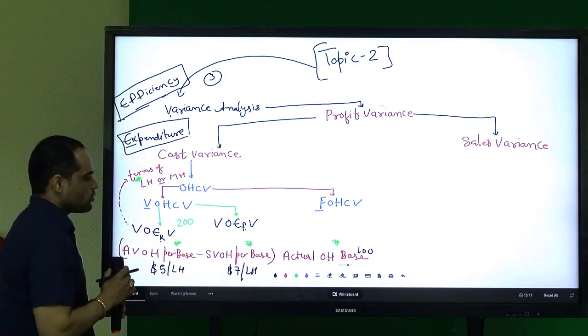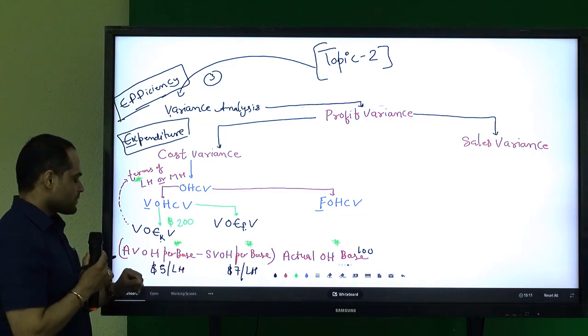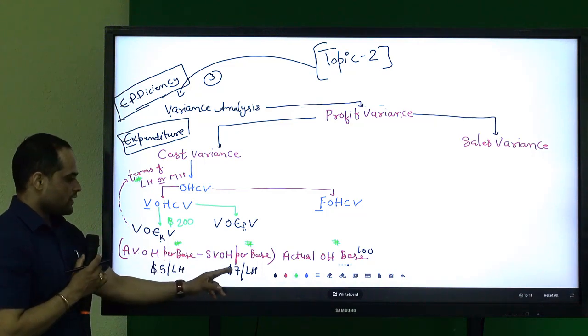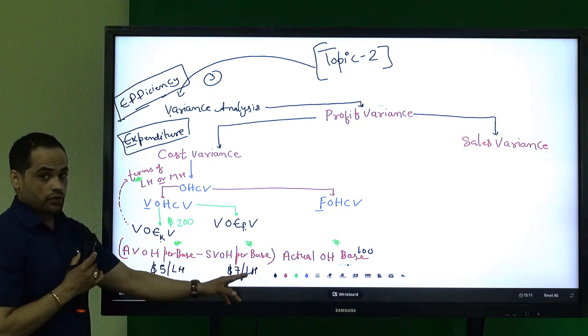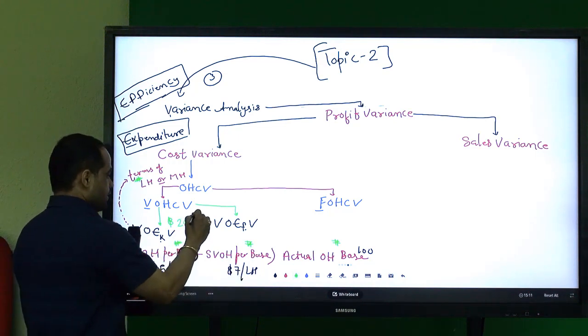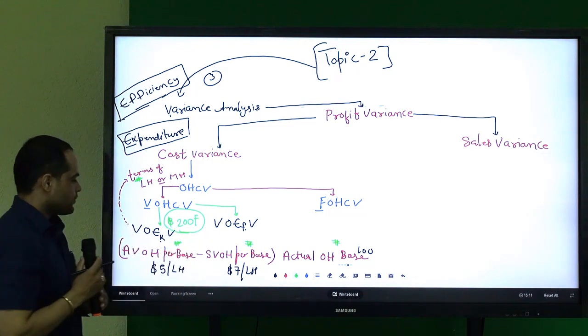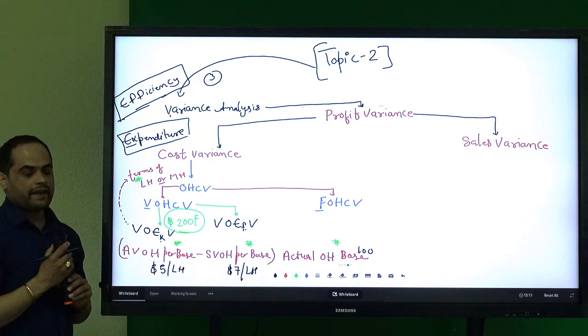Now the question is 200F or 200U. I was planning that I will spend $7 per labor hour, but actually $5. So I'm saving $2, so that's why it's F. Right? So that is variable overhead expenditure variance.